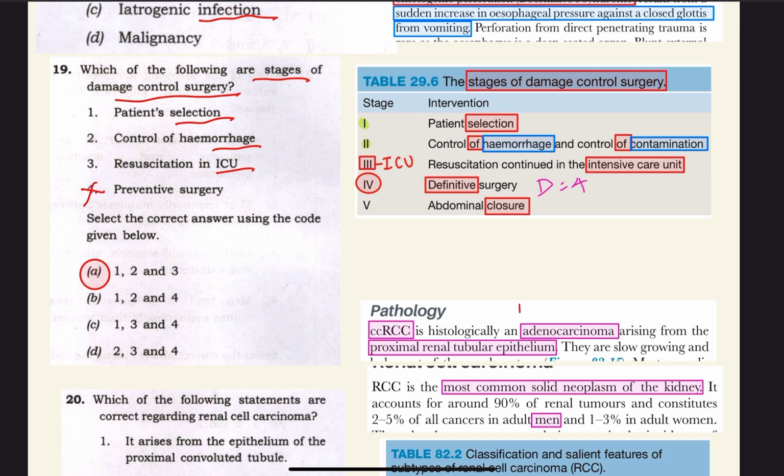Look again, the first is patient selection. It starts from the stages of damage control surgery. So the stage is selection, then control of the hemorrhage and of the contamination too. Then third is ICU. The third one is the third letter, ICU. Fourth is definitive, so D is 4. They mostly ask a one-liner: what are the stages of damage control surgery? So D is fourth. And the last one is abdominal closure.